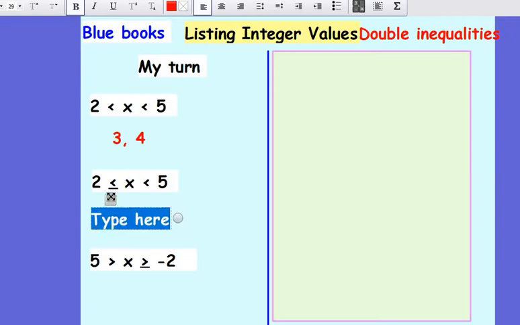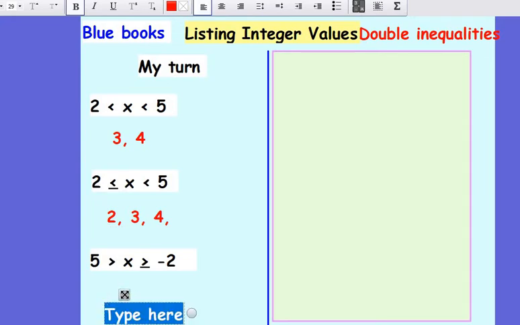How about the second one? Logan, what's different about this one? What's changed is we've now got this less than or equal to sign. So this time I can include 2, I can have 3, I can have 4, I still can't have 5 because I haven't got an equal to sign on that side.